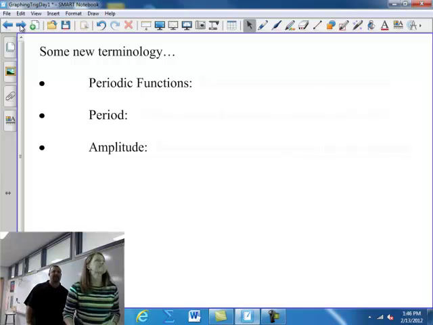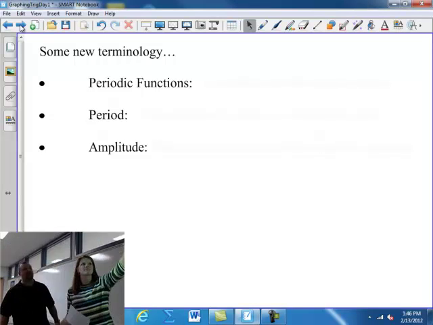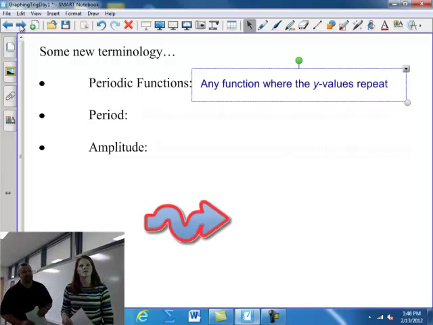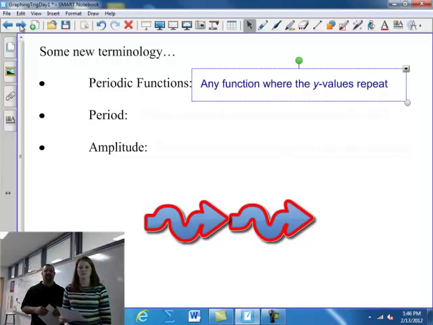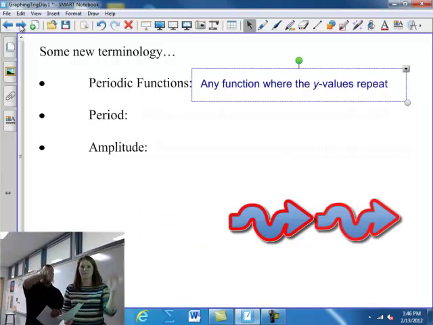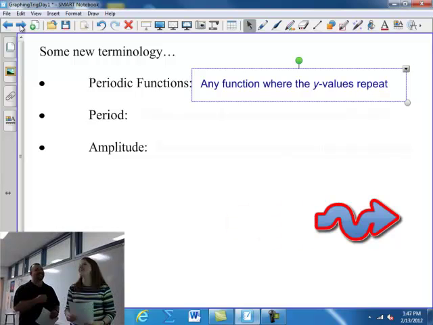All right, what is a periodic function? Well, it's pretty much just a function that repeats itself. It's any function where the y values repeat. So both sine and cosine are periodic functions. They have this wave shape to them.